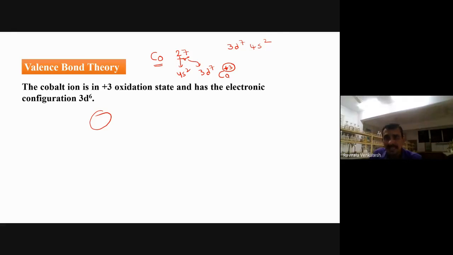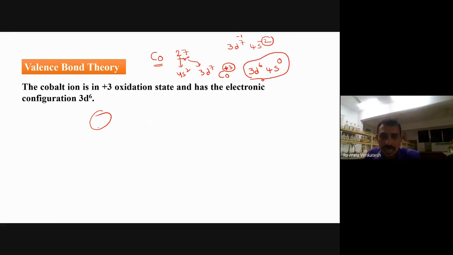Right? So plus 3 means remove 2 electrons from 4s, remove 1 electron from 3d. So what we get for cobalt plus 3? 3d6, because it is very important. All of you listen carefully. 4s0, right? 3d6 and 4s0 is the electronic configuration of cobalt plus 3.